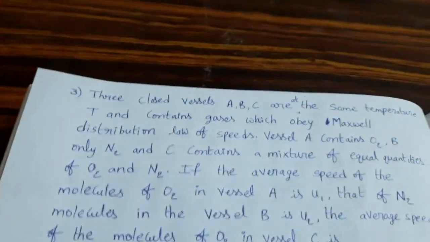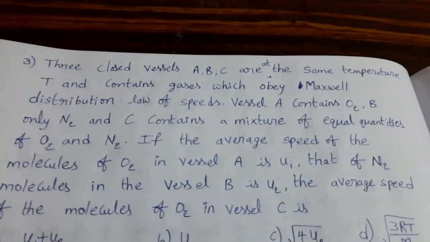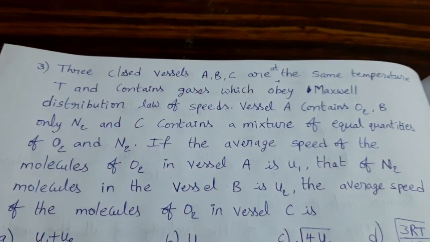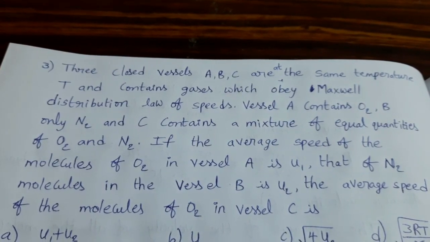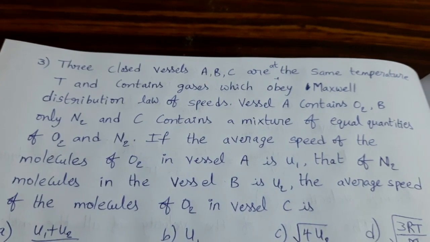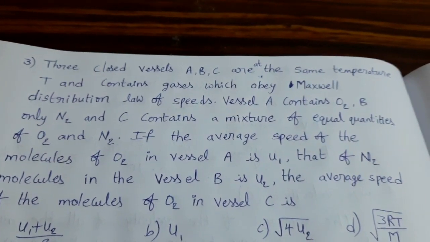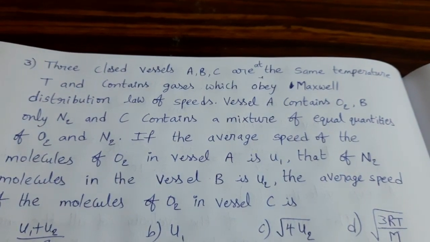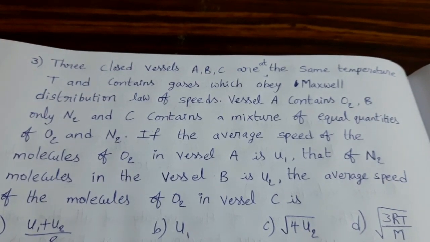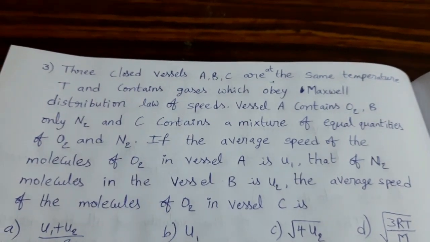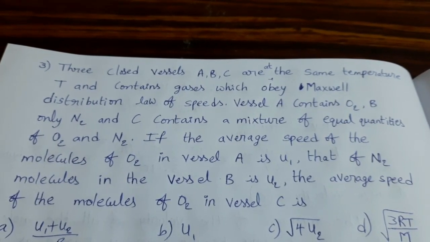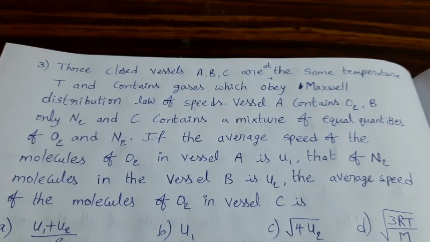See this next question. The question is lengthy. Three closed vessels A, B, C are at the same temperature T and contain gases which obey the Maxwell distribution law of speeds. Vessel A contains O2, B only N2, and C contains a mixture of equal quantities of O2 and N2. So understand carefully. Vessel A has only O2, vessel B only N2, vessel C contains equal quantities of both O2 and N2.